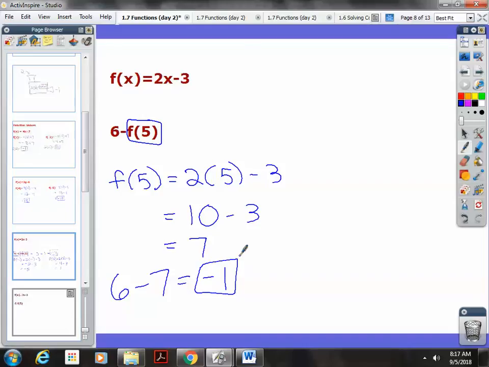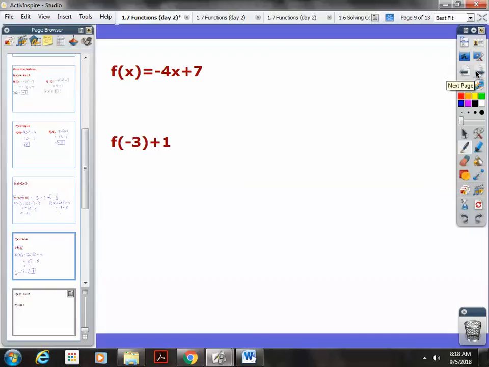It's like a secret code, isn't it? They're telling you this fancy function, and we're trying to do the math to figure it out. Okay? As long as you understand the basics of a function, these really aren't too bad. How about another one? How about this one?